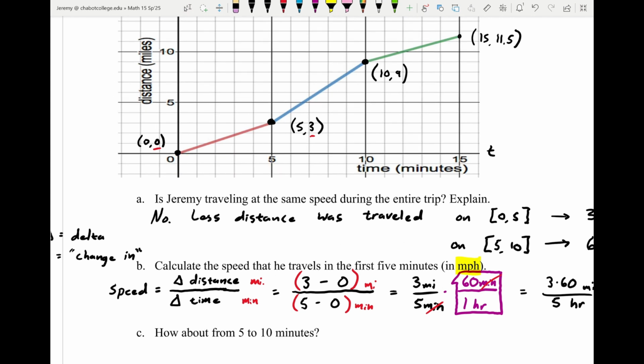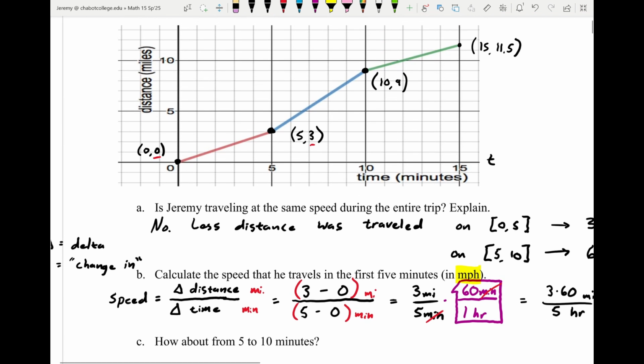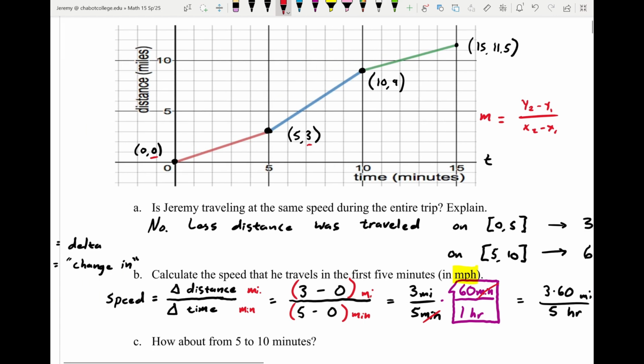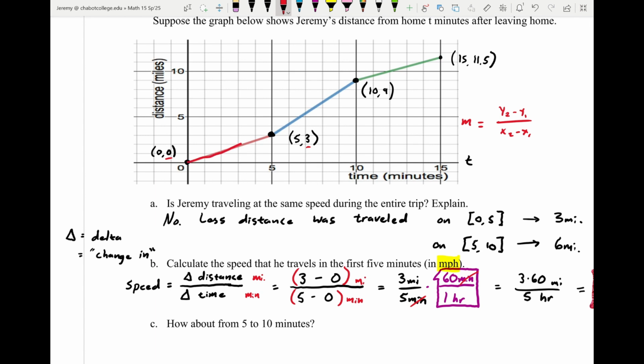So something I want to point out here is that to calculate the speed over this interval, what I did is I did the change in distance over the change in time. Notice that really the formula that I used there is the difference of the y's over the difference of the x's. Do you remember this formula? y2 minus y1 over x2 minus x1. That happens to be the slope formula. Okay, slope as in slope of a line. So we actually just calculated the slope of this line.